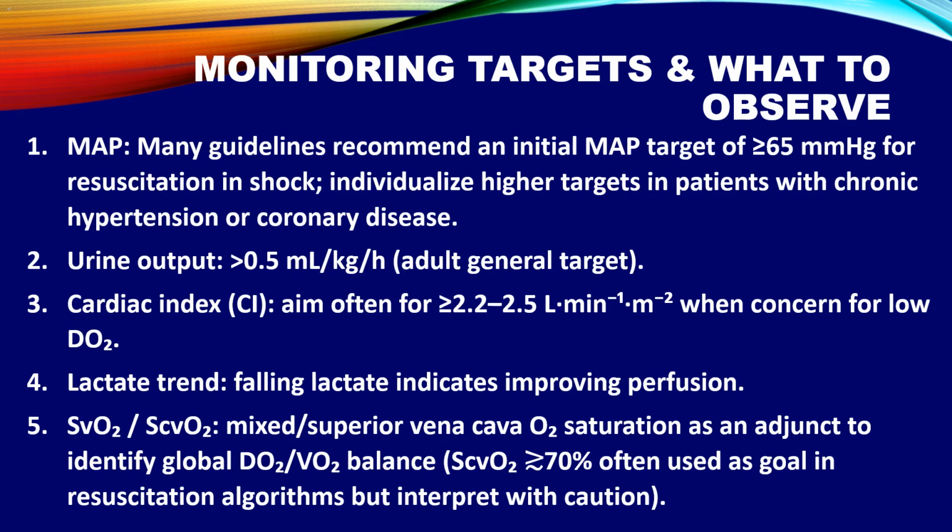5. SvO2. Mixed venous oxygen saturation (SvO2), or superior vena cava oxygen saturation (ScvO2), can be used as an adjunct to assess global oxygen delivery and consumption balance. A ScvO2 of greater than or equal to 70% is often used as a goal in resuscitation algorithms, but interpretation requires caution based on individual patient context. These monitoring targets help guide resuscitation efforts and optimize patient outcomes in shock management.